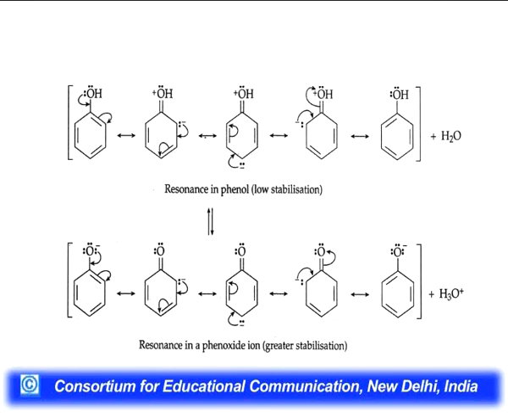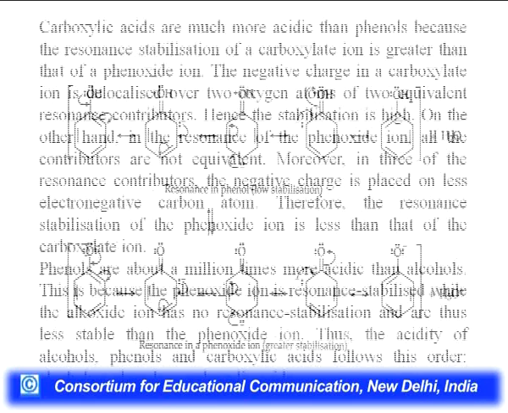So, you can see the resonance structure of phenol. The lone pair of electrons of the hydroxyl group is attracted by the benzene ring, and there are the resonating structures as compared to the resonance structures of the phenoxide ion. These are more stable because you can see in the two structures the negative charge resides on the oxygen atom.